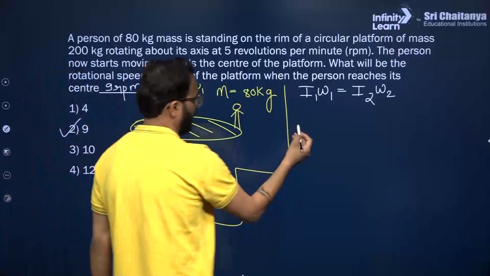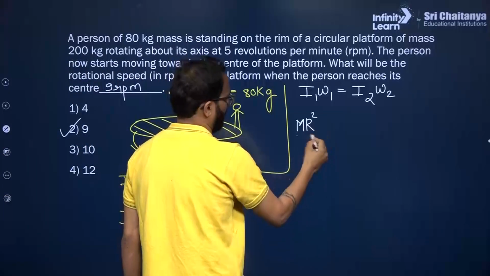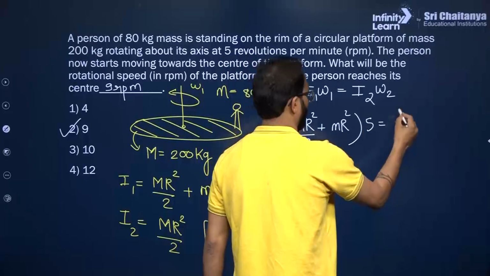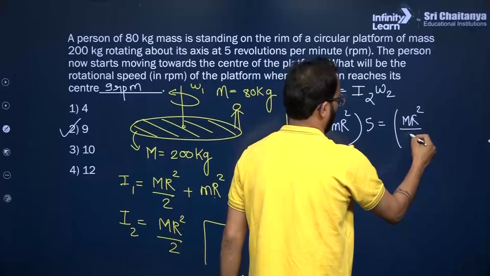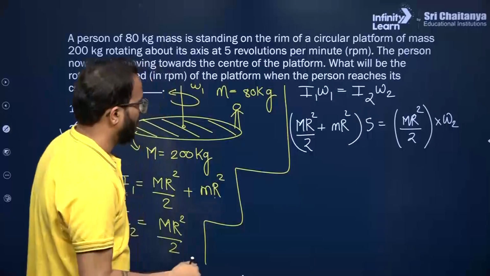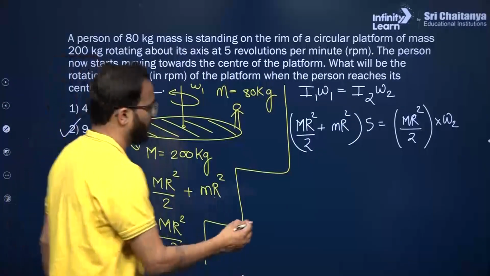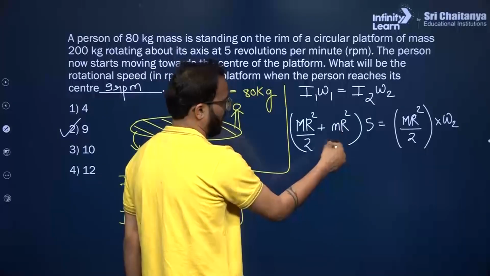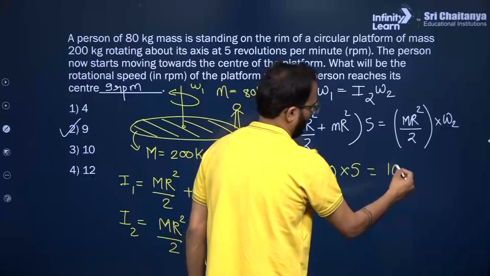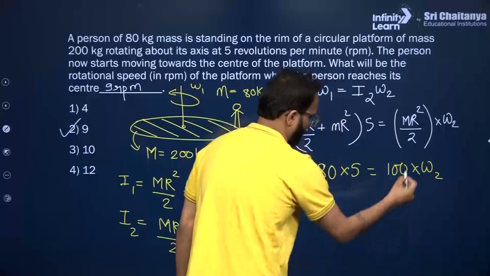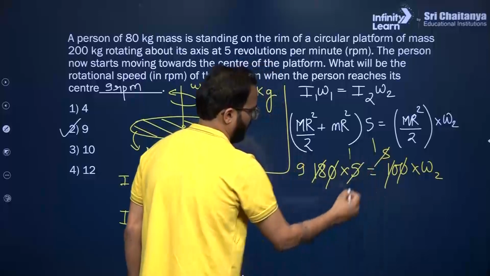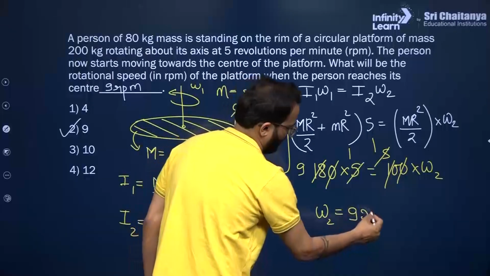So I1 is how much? You will write it like this: mr square by 2 plus small mr square into 5 is equal to capital mr square by 2 into omega 2. Now r square will get cancelled. Very simple. 200 by 2 is 100 plus 80 is 180, into 5 is equal to 100 into omega 2. Cancelled. 2 5s are 10, 2 9s are 18. So omega 2 comes out to be 9 rpm.